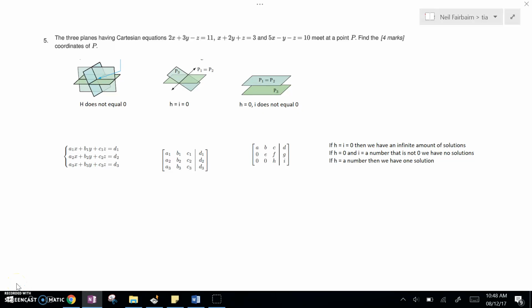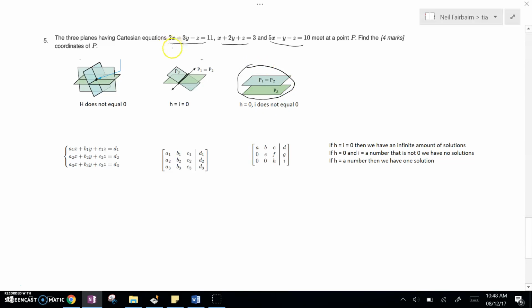Today we're looking at solving three equations with three unknowns. Now if you have an equation with three unknowns, what we're talking about is a plane. And if we have three equations with three unknowns, we're talking about three planes. When you have three planes, one of three things can happen. Either one, they intersect at one point. Two, they intersect at an infinite amount of points. Or three, they don't intersect at all.